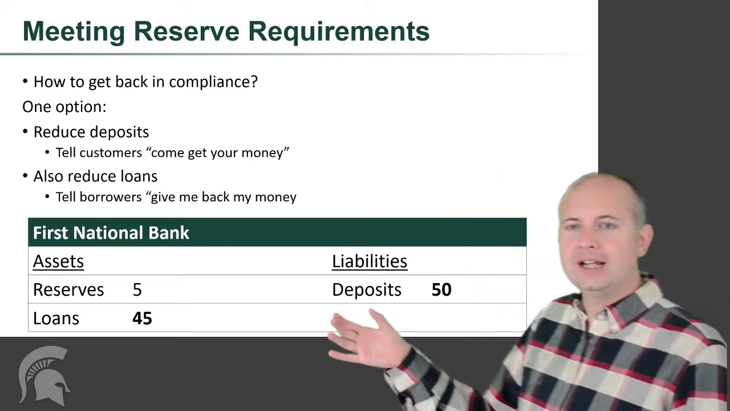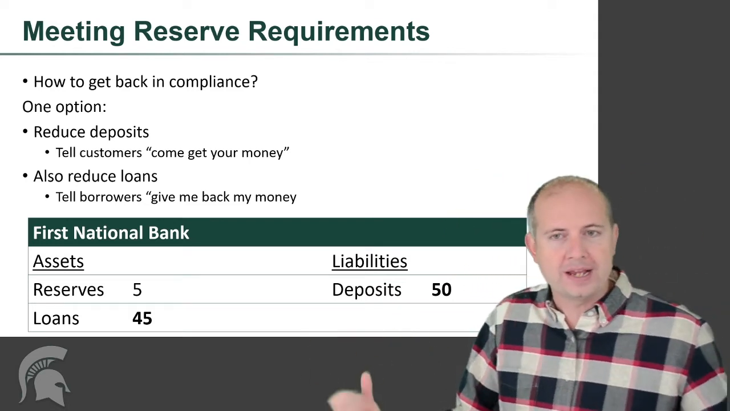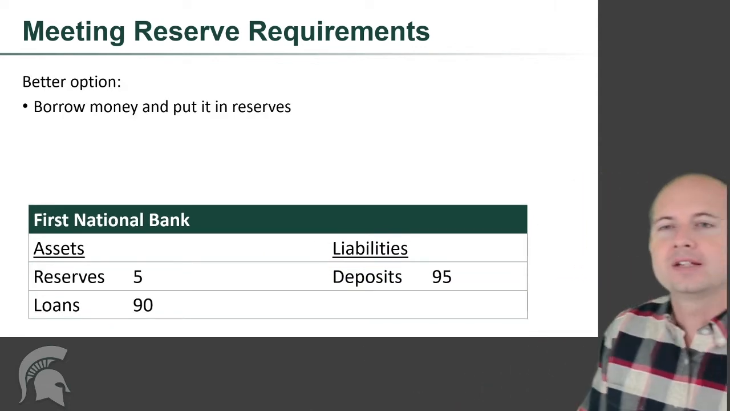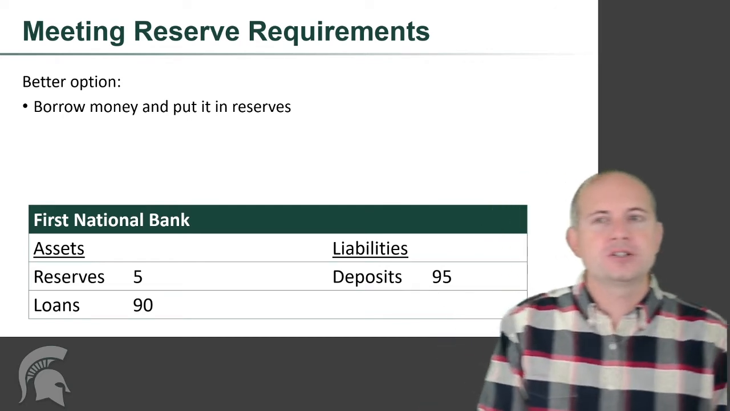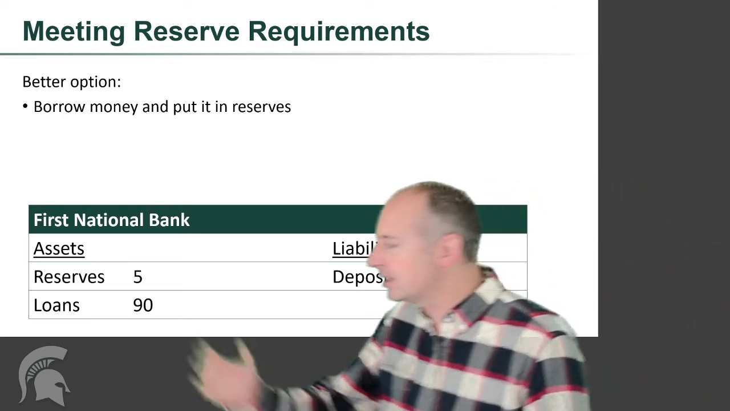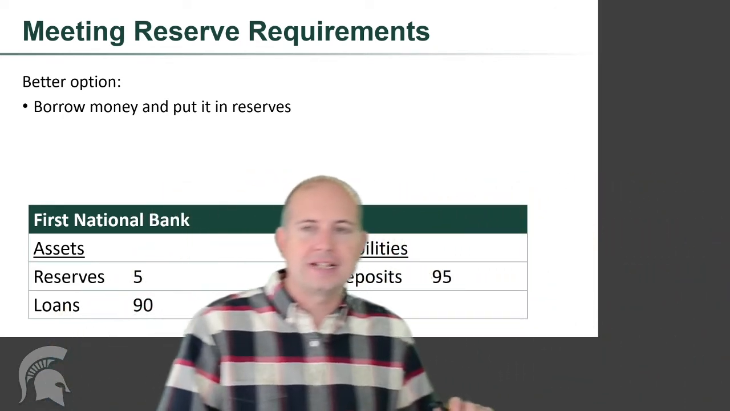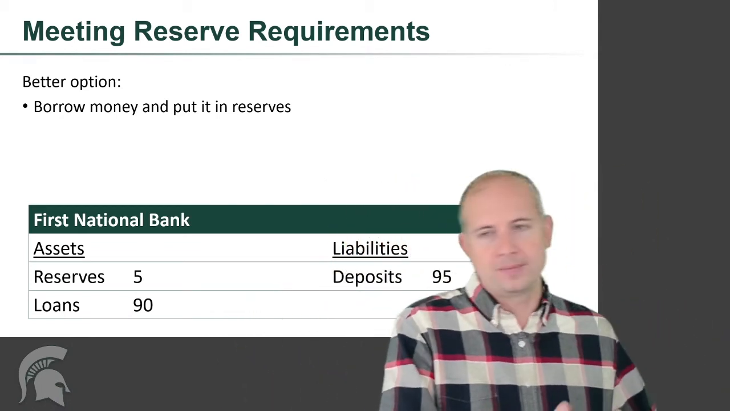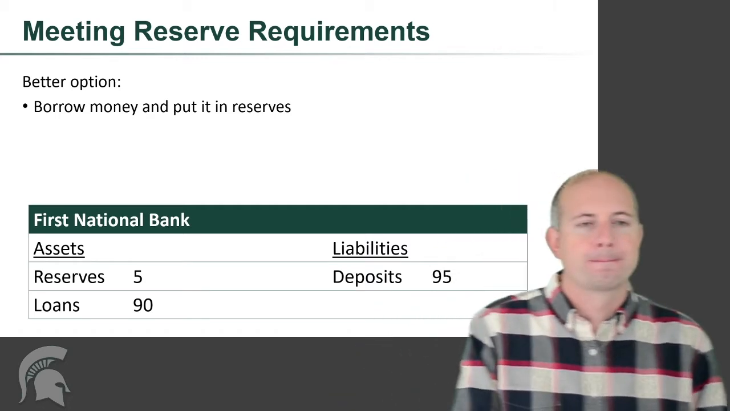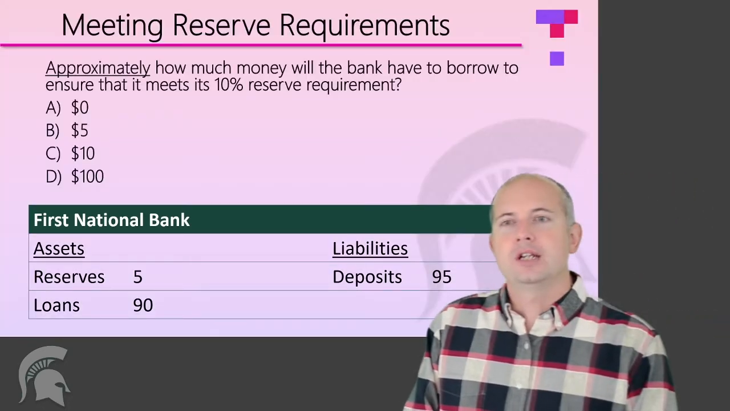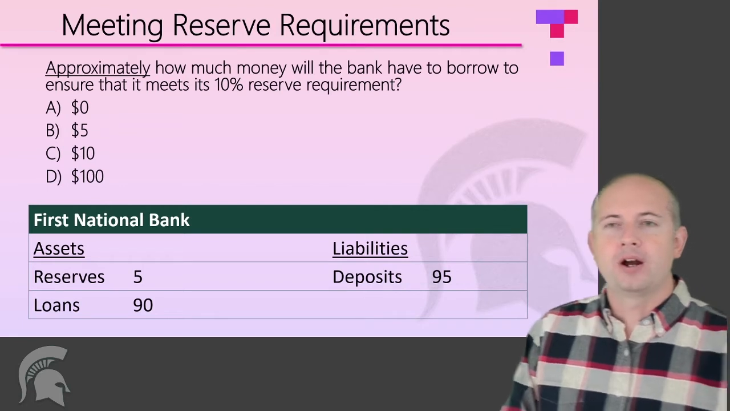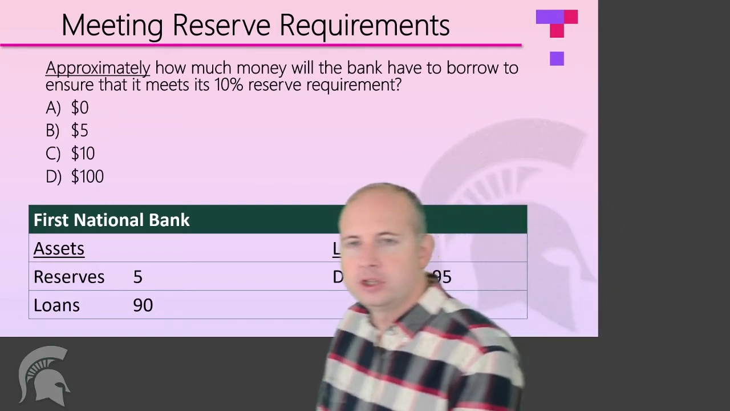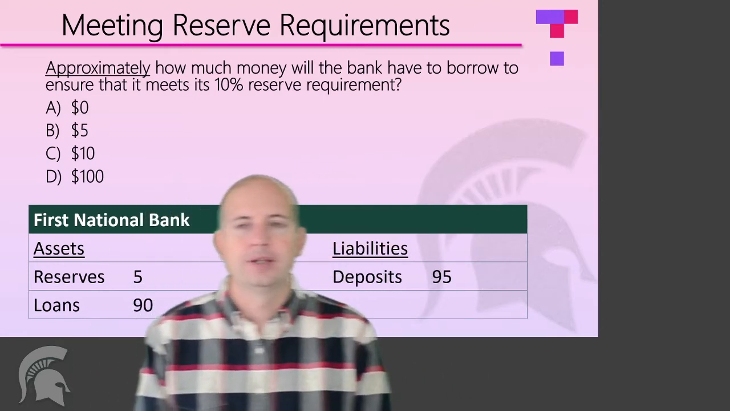So we're good there. However, what we've just done is we've had to make huge changes to our bank operations because someone asked for $5. There's a better way to do this. The better option would be for me to just borrow the money and put it in reserve. So all I need is $5 for tonight so that I hit my 10%, and hopefully someone tomorrow will come deposit $5, something like that. So next question. All right, I'm going to borrow. Approximately how much money will the bank have to borrow to ensure it meets that 10% reserve requirement?